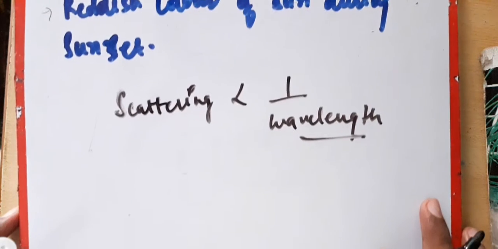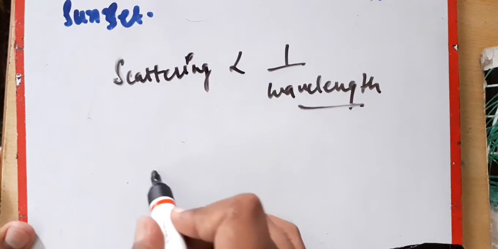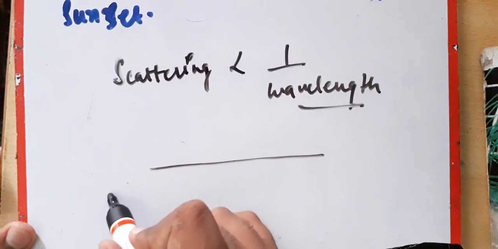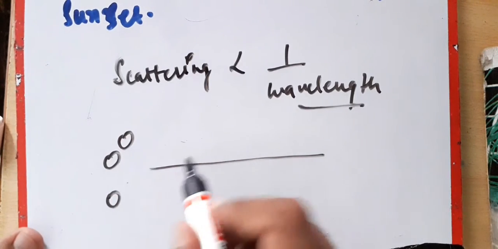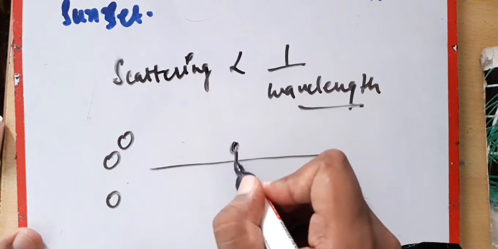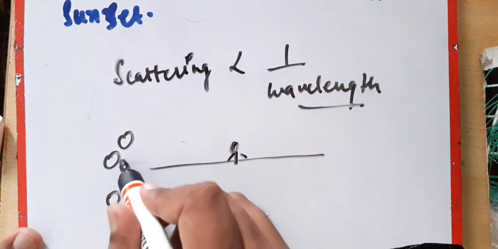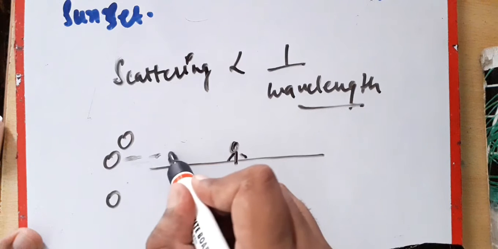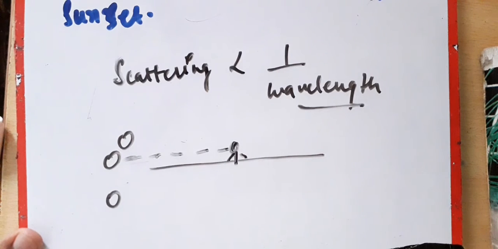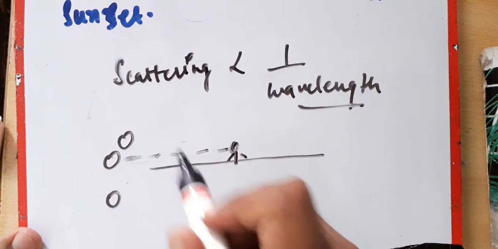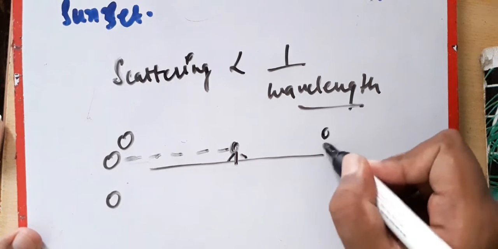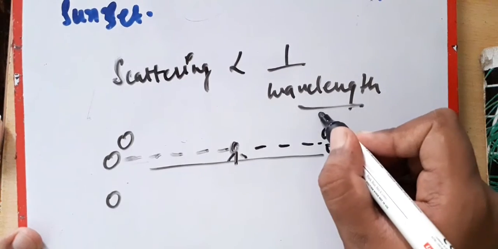So what happens when the sun rises from the horizon? It rises from the horizon, and the observer is standing here. So this is the longest distance the light has to cover. During sunrise and sunset also, it has to cover the longest distance.